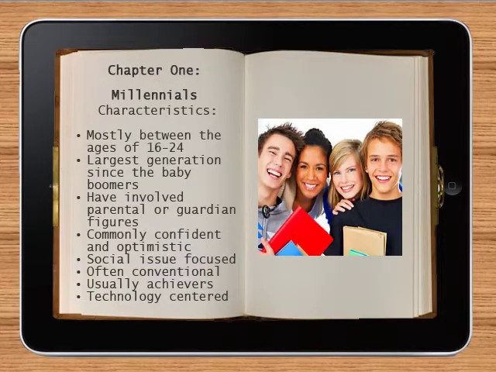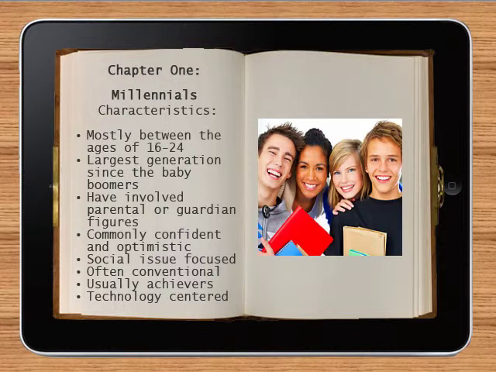Millennial students are mostly between the ages of 16 to 24. They're a very large generation. In fact, they are the largest generation since the baby boomers. They normally have very involved parents or guardian figures. Sometimes in academia we have lovingly referred to some of these parents as helicopter parents. But joking aside, they have very involved parental figures.